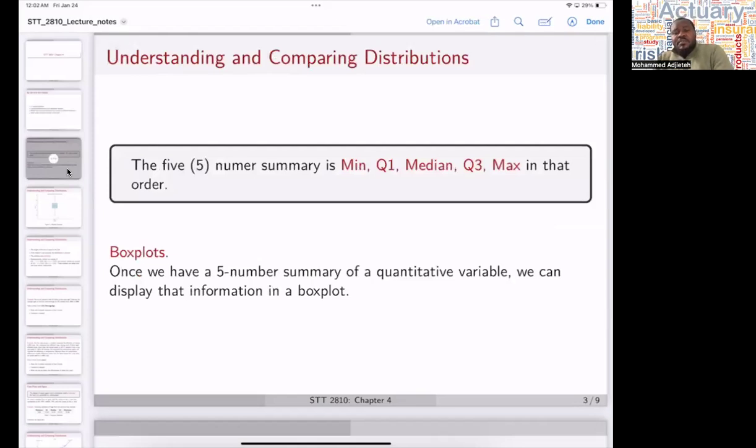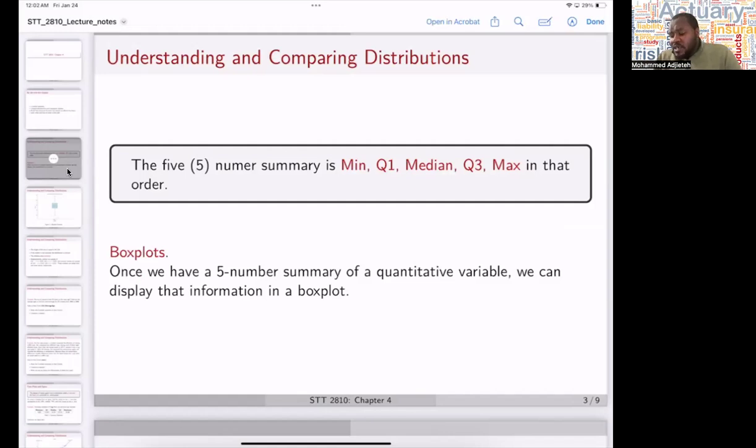So the five number summary, remember these summaries are for quantitative data set. And so the five number summary is the minimum, Q1, which is the same as the 25th percentile, the median, Q3, and the max. They should always be in this order, right? So minimum first, followed by Q1, the first quartile, the median, which is the same as the second quartile or the 50th percentile, and then the 75th percentile, which is the same as Q3, and then the max.